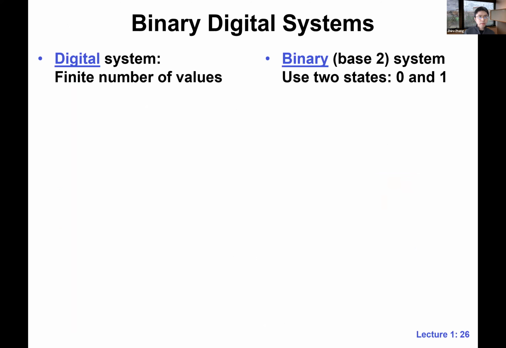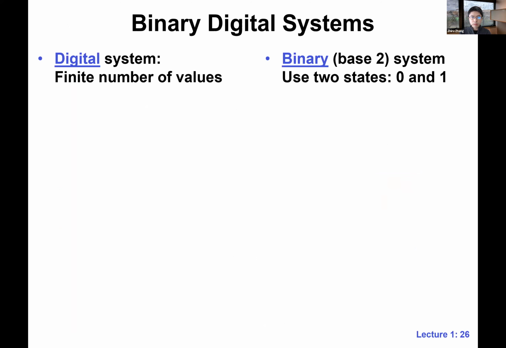So let's just start with this digital abstraction. What exactly is a digital system? Actually, the definition is extremely simple. Anything that has a finite number of values, that's a digital system. As simple as that.